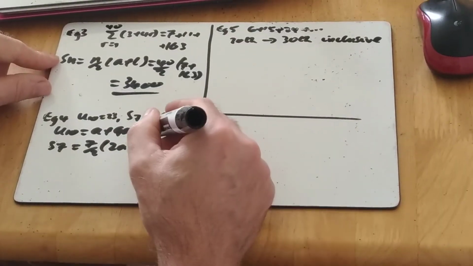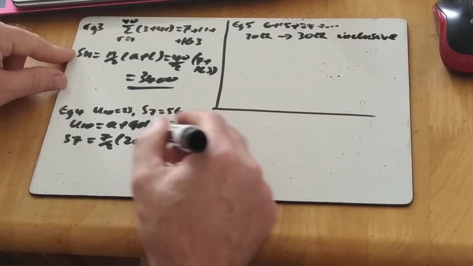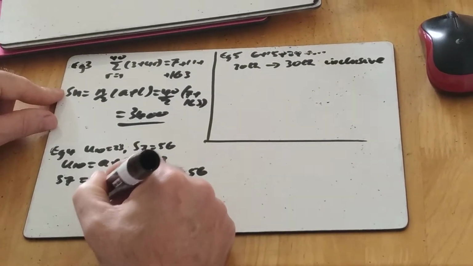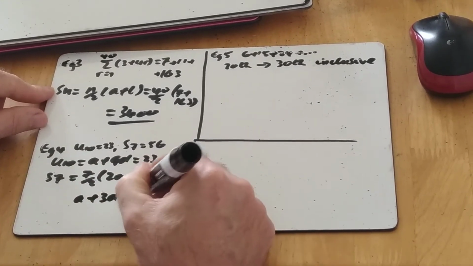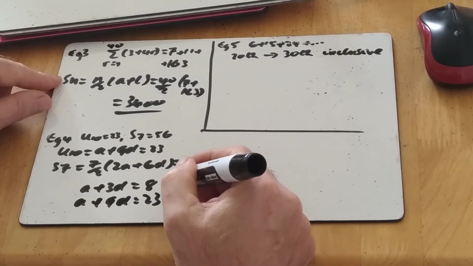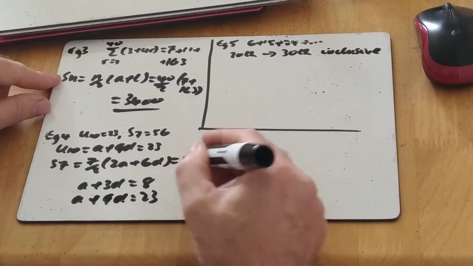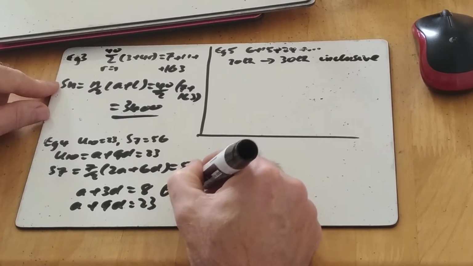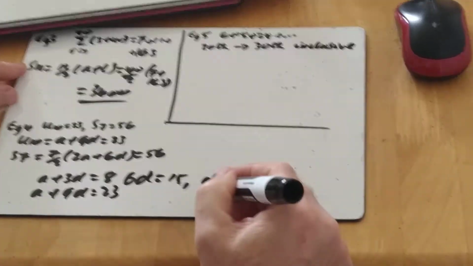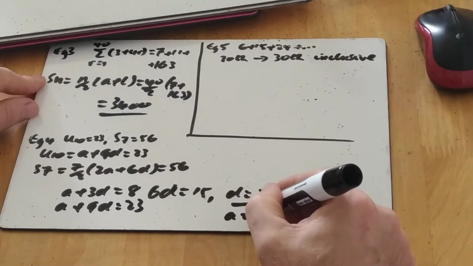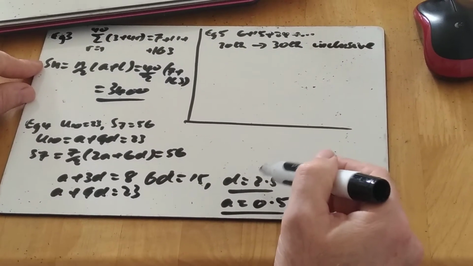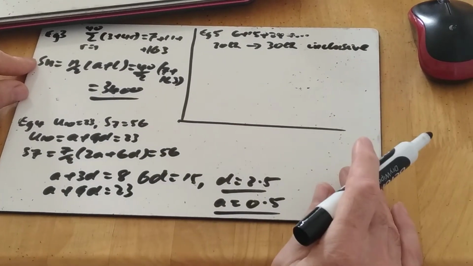So the first one is a plus 9d is 23. Rewrite this: 56 over 7 is 8, and I can divide by 2 to get a plus 3d equals 8, and a plus 9d equals 23. And I'm hopefully good to go here, subtracting: 6d equals 15, d equals 2.5, and sub that in: 7.5, so a equals 8 minus 7.5, 0.5. Okay, check it, 9 lots of that, yep, 23, we're all good to go.